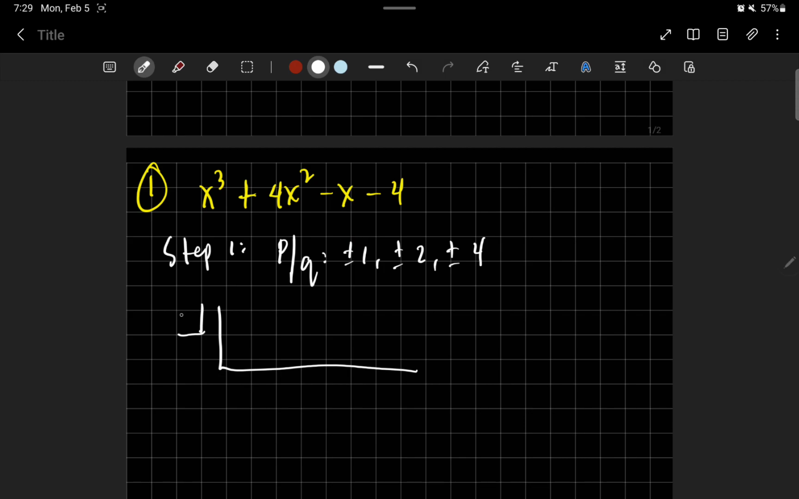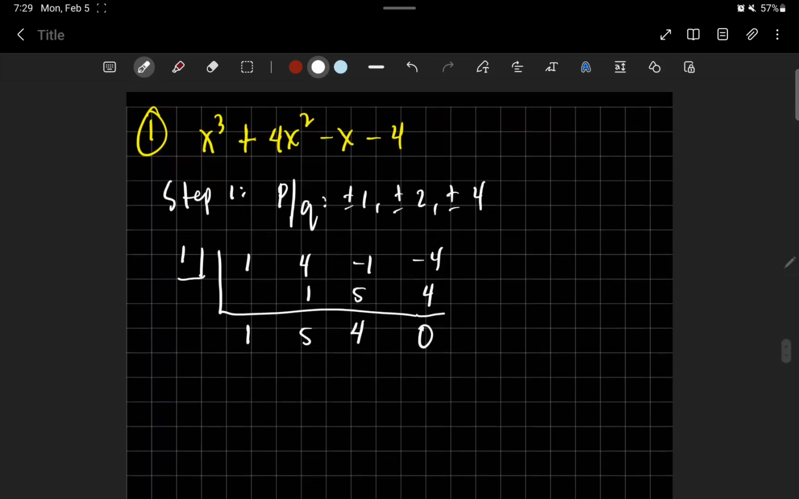So, let's test for positive 1. We have 1, 4, negative 1, and negative 4. Bring down 1. 1 times 1 is 1. 4 plus 1 is 5. 5 times 1 is 5. Negative 1 plus 5 is 4. 4 times 1 is 4. And negative 4 plus 4 is 0. Therefore, 1 is one of the roots.